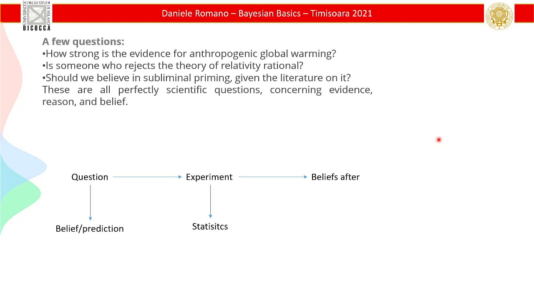So how does it work? Now maybe you understood why I asked you how likely you believe that you can answer this. So we are putting our beliefs on that. When we approach a scientific question like this one, these are perfectly scientific questions. How strong is the evidence for anthropogenic global warming? Okay, that's a question for which we can use our methods, whatever method we want to use to answer it, but also a question like, should we believe in subliminal priming given the literature on it?